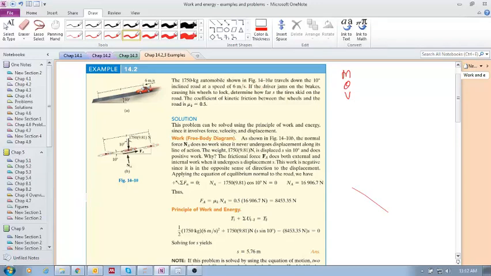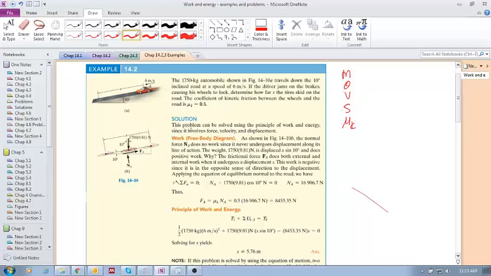If the driver jams on the brakes, causing his wheels to lock, determine how far S the tires skid on the road. So we're looking for S, the displacement. The coefficient of kinetic friction between the wheels and the road is mu k. So that is the type of information that we have.